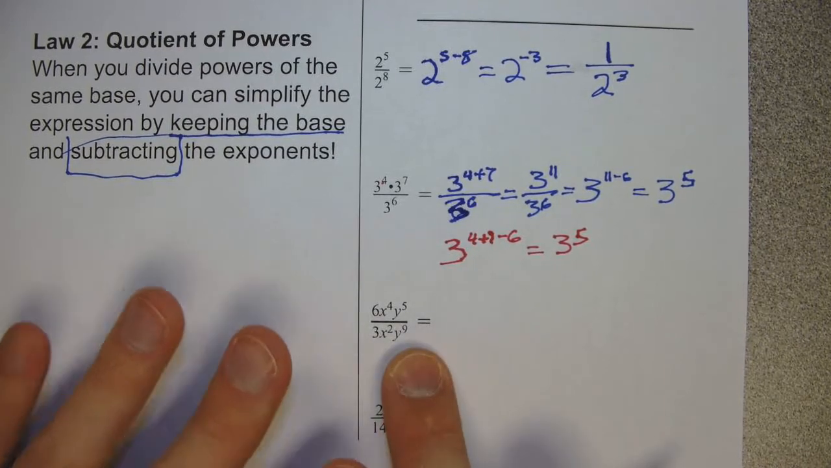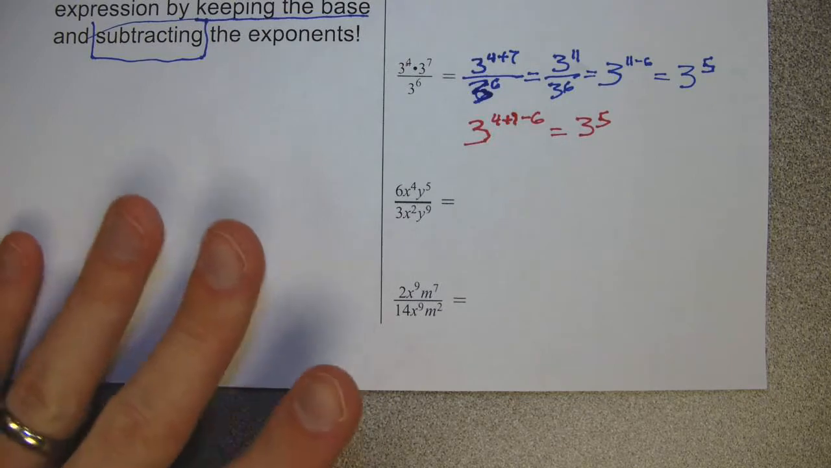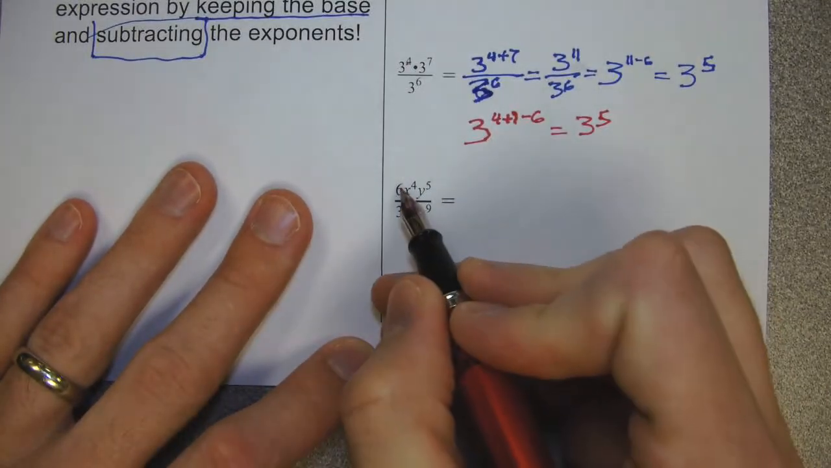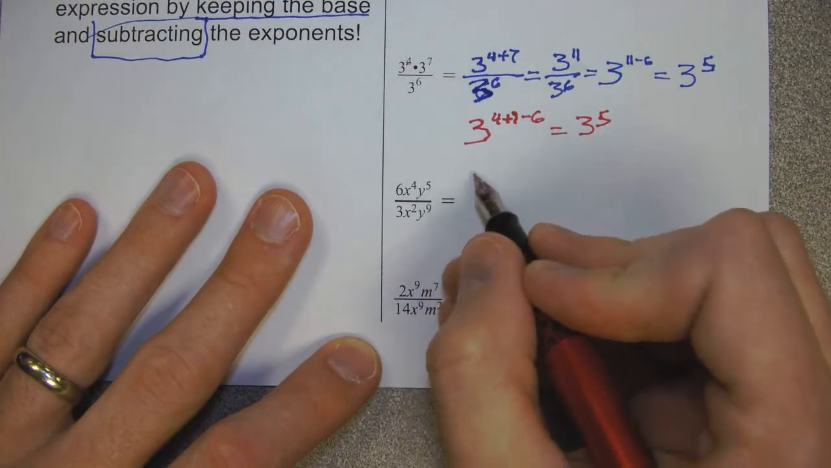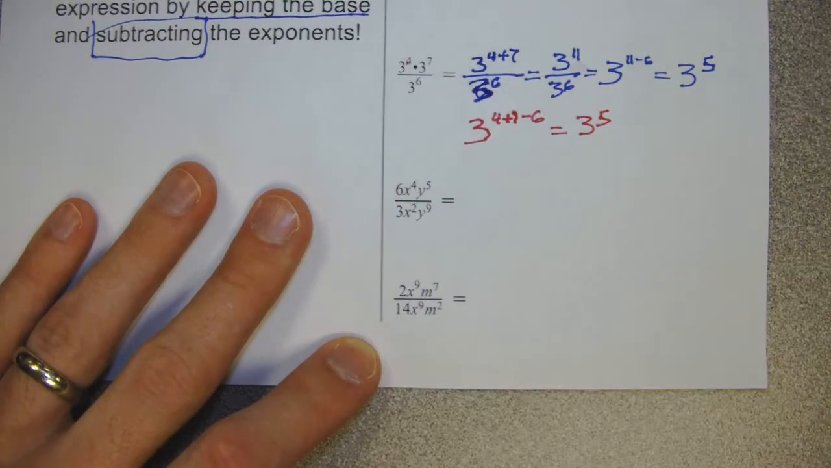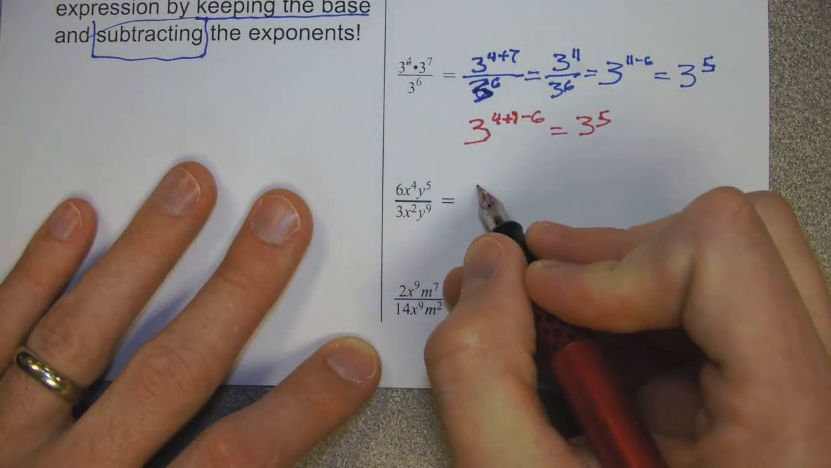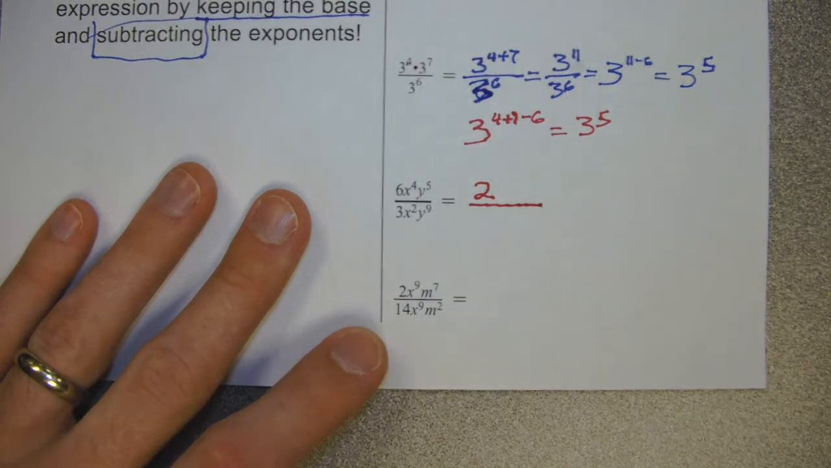All right, let's try this one. Notice we've got some coefficients going on there, so we can simplify those. So let's do that up front. If I have 6 over 3, well, I could take 6 and divide it by 3 and get 2. And 2, since it has an exponent of 1, goes up top. Remember, positive exponents go on the top, negative exponents go on the bottom. So let's do it that way. So 2 goes up here in the numerator, the top part of our fraction.